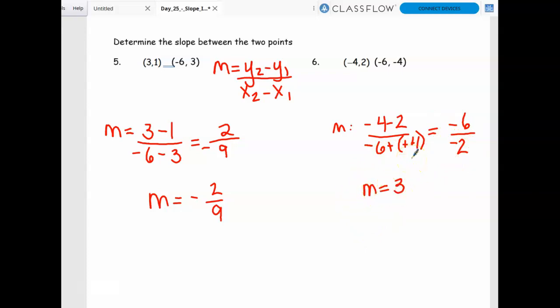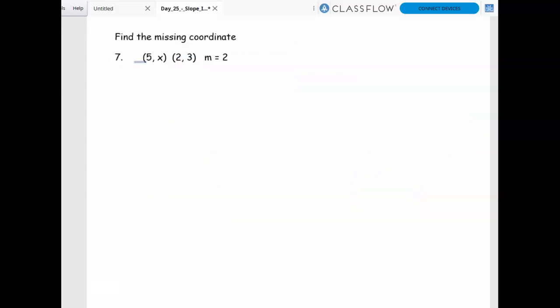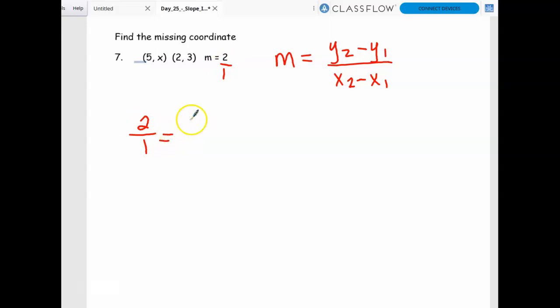There's our slope. Then we ended class with finding the missing coordinate. We used our slope formula, y2 minus y1 divided by x2 minus x1. We plug in our values. Our slope is 2. If we have a whole number, we like to write it as a fraction. So 2 over 1 is equal to 3 minus our missing coordinate, which is x, divided by 2 minus 5. I like to simplify a little bit, because I know that 2 minus 5 is negative 3.